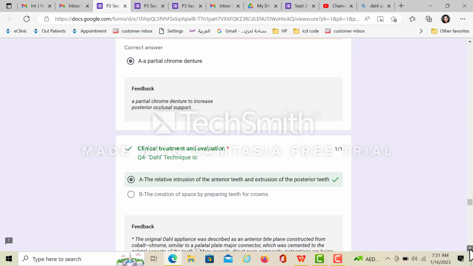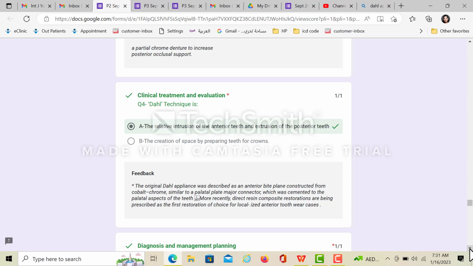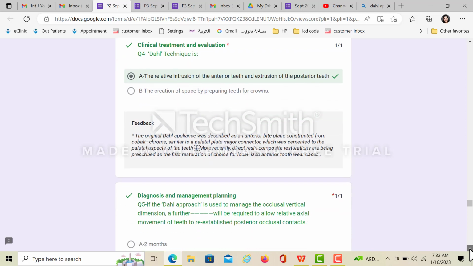Understood? Now, what is the Dahl technique? Dahl technique, as I was explaining earlier, causes a bit of intrusion of the anterior teeth and extrusion of the posterior teeth to increase the vertical dimension of occlusion. If you want to read more about the appliance, pause the video here, go to Google, see the images, and read the explanation so that you have an image of the appliance in your head. So in future, if a similar question is asked, you are qualified to answer it.